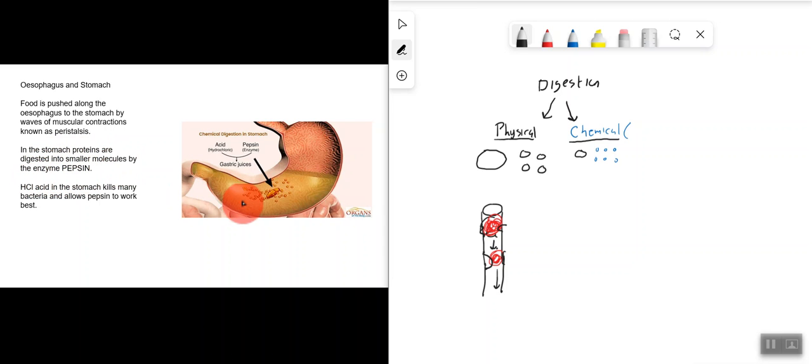Okay, so inside the stomach you have enzymes called pepsin, and you also have an acid called hydrochloric acid, which kills bacteria and allows pepsin to work best as well. The chewed up food gets down into the stomach, and straight away the acid starts to break it down. Pepsin is used to break down proteins that are in the food.